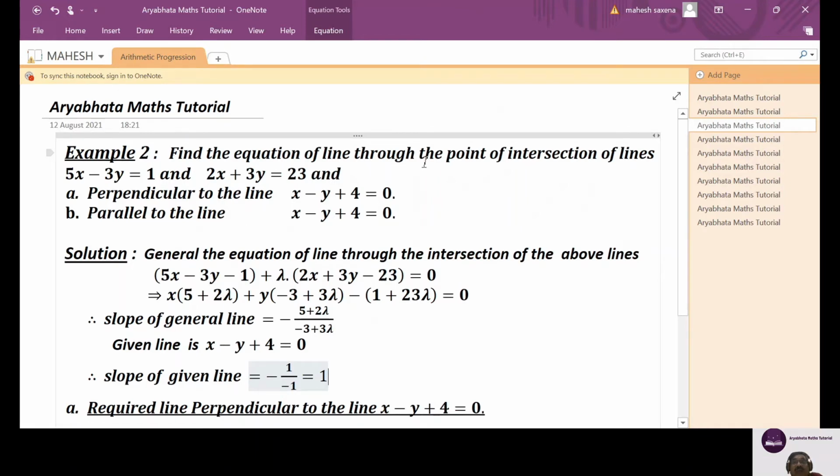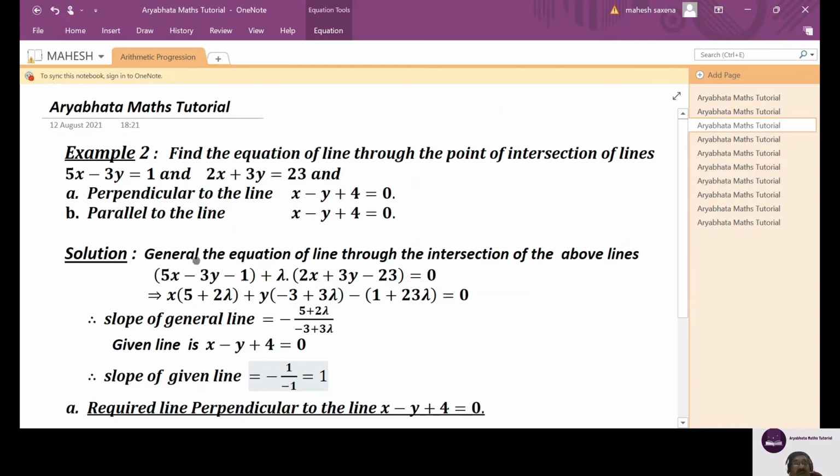Now we come to the second example. Find the equation of the line through the point of intersection of the lines 5x minus 3y equal to 1 and 2x plus 3y equal to 2, where the required line, first, should be perpendicular to the line x minus y plus 4 equal to 0, and second, should be parallel to the line x minus y plus 4 equal to 0.